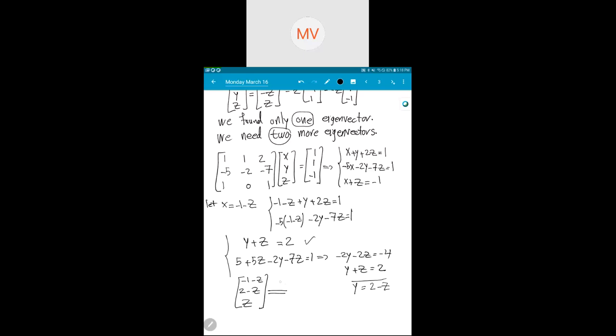But I think I want to do this. Let's pick z. If I pick 1, what happens? I get negative 2. Let's pick 0. It doesn't matter. So if I pick 0, I get negative 1, 2, 0.